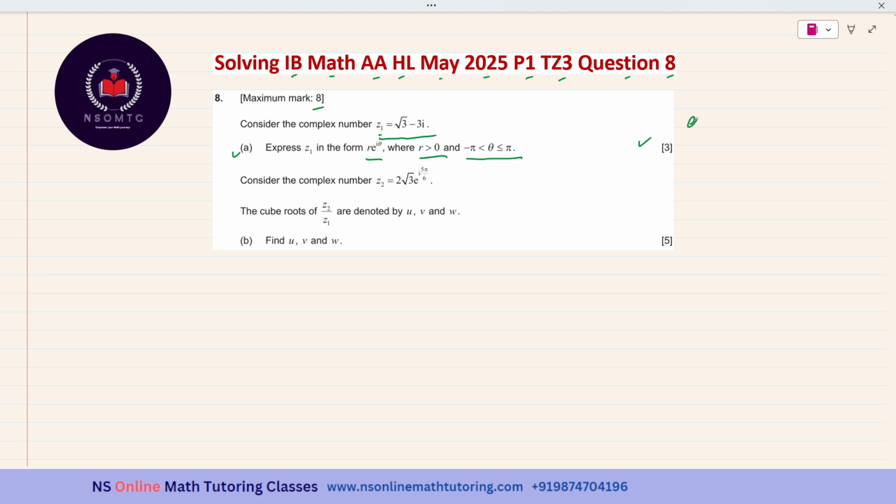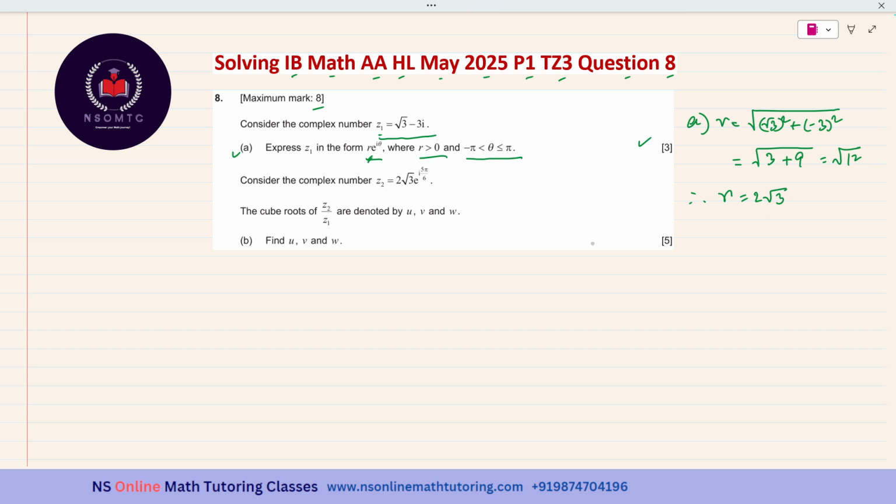So part A, first of all, let us find the r, the modulus. So r will be equal to the positive square root of root 3 whole squared plus minus 3 whole squared. So this is equal to 3 plus 9, which is equal to square root of 12. Therefore, r is equal to, 12 is 4 times 3 and square root of 4 is 2, so r is equal to 2 square root of 3.